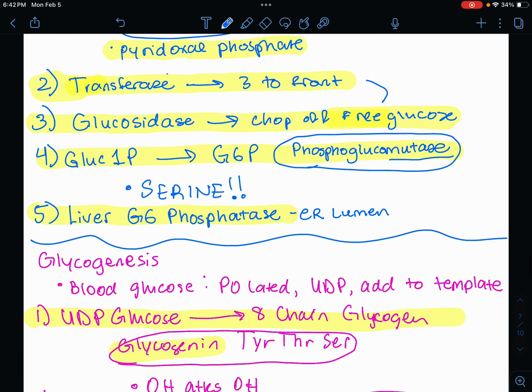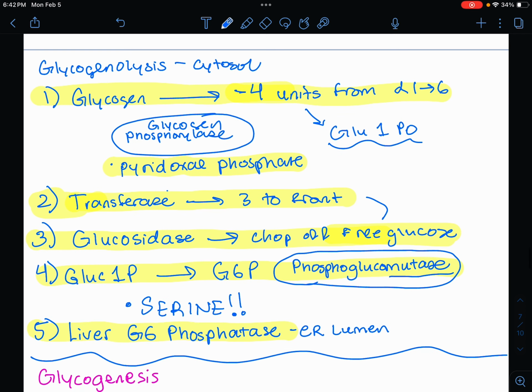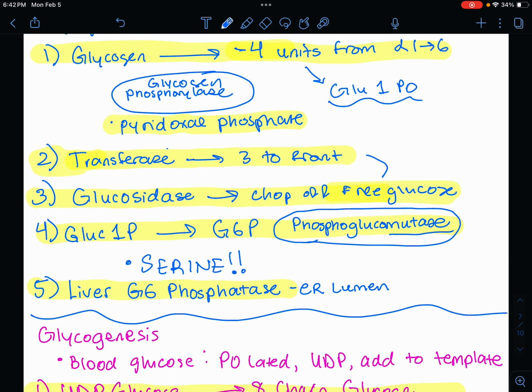The final step, if we're not in the liver, will be the glucose 1-phosphate. So one of the free units that were cleaved away in step 1 by the glycogen phosphorylase, one of those glucose 1-phosphates will become glucose 6-phosphate via the phosphoglucomutase enzyme. This enzyme has a serine, and that's an important note here, because if we take off that serine, if we take off this amino acid, it will be inactive. We can't go from glucose 1-phosphate to glucose 6-phosphate at all. So we need that serine there.